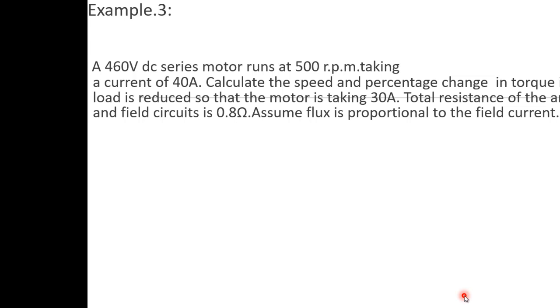So here the given data is Ia equal to 40 amps, N equal to 500, and we are asked to calculate the speed and percentage change in torque. Percentage change in torque means there are 2 points, the initial point and the final point. If the load is reduced so that the motor takes 30 amps, initially it was 40 amps. So IL was 40 amps before, and now it is 30 amps. The total resistance of the armature and field combined, RSC plus RA, is 0.8 ohms. And assume the flux is proportional to the field current, so phi is directly proportional to ISC.